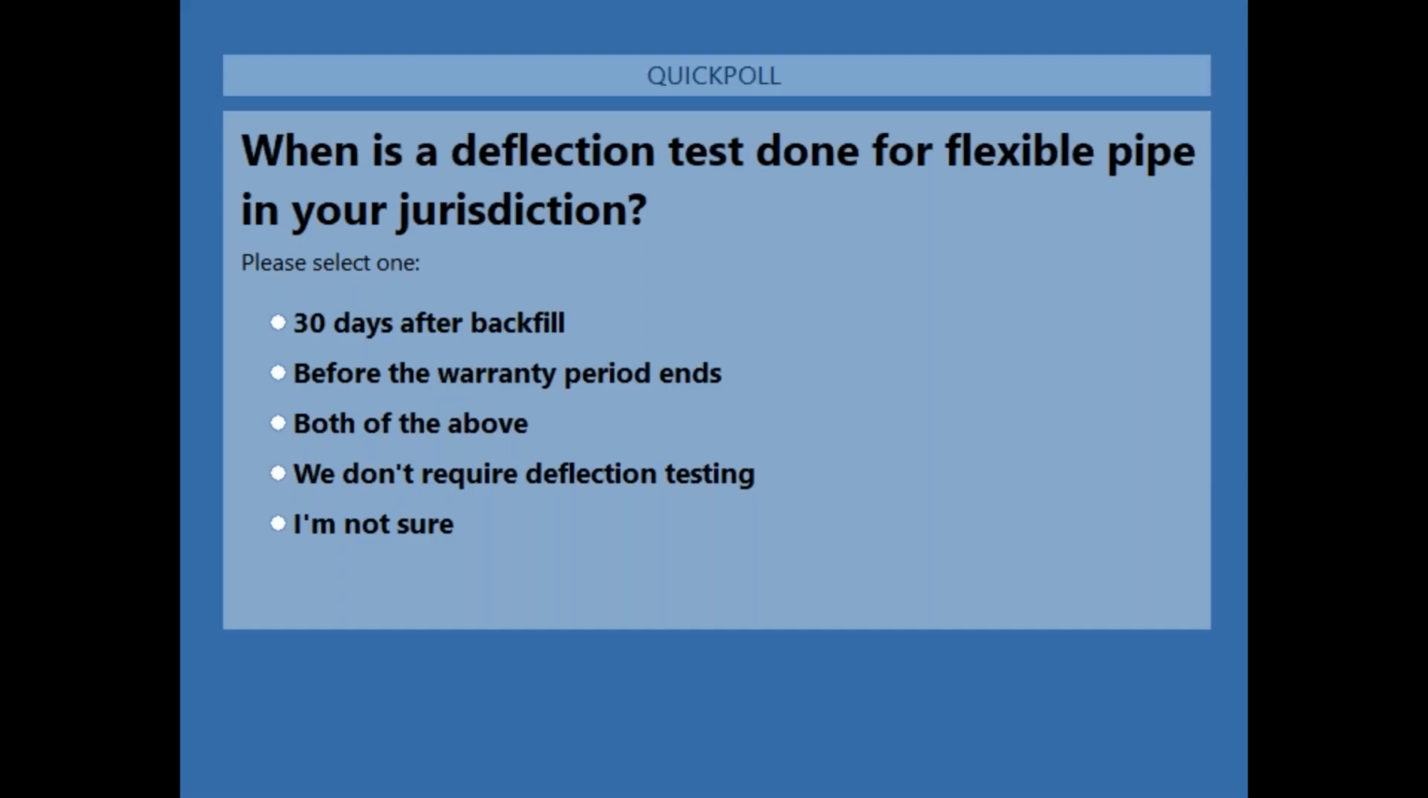The next polling question I'm going to launch, that you should be able to answer online, is: when is deflection testing done for flexible pipe in your jurisdiction? Do you do it 30 days after backfill? Do you also do it before the warranty ends by itself? Do you do both of the above, both 30 days after backfill and before the warranty ends? The fourth option is we don't require deflection testing, and the fifth is I'm not sure.